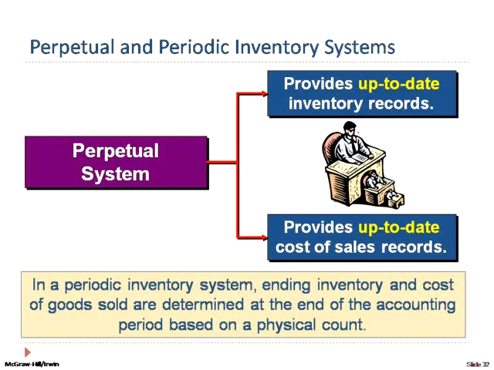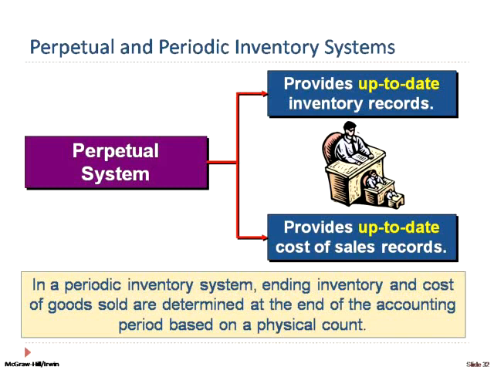In a perpetual inventory system, purchase transactions are recorded directly in an inventory account. When each sale is recorded, a companion cost of goods sold entry is made, decreasing inventory and recording cost of goods sold. As a result, information on cost of goods sold and ending inventory is available on a continuous, perpetual basis.